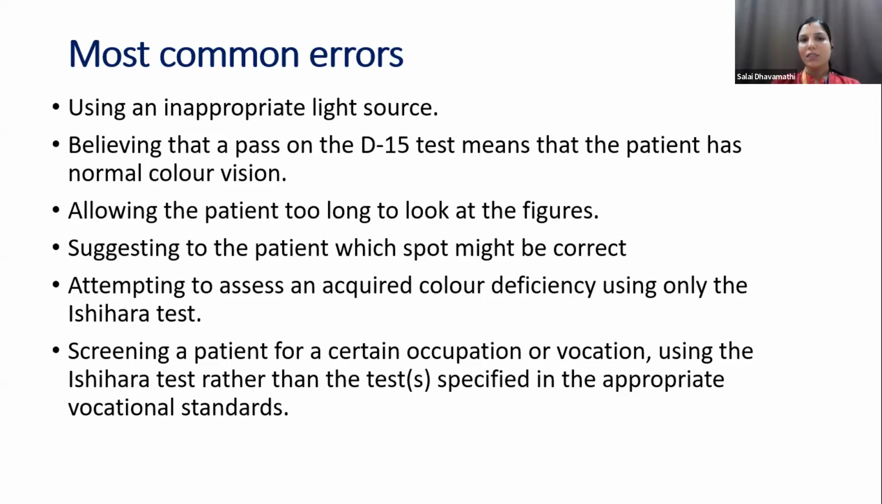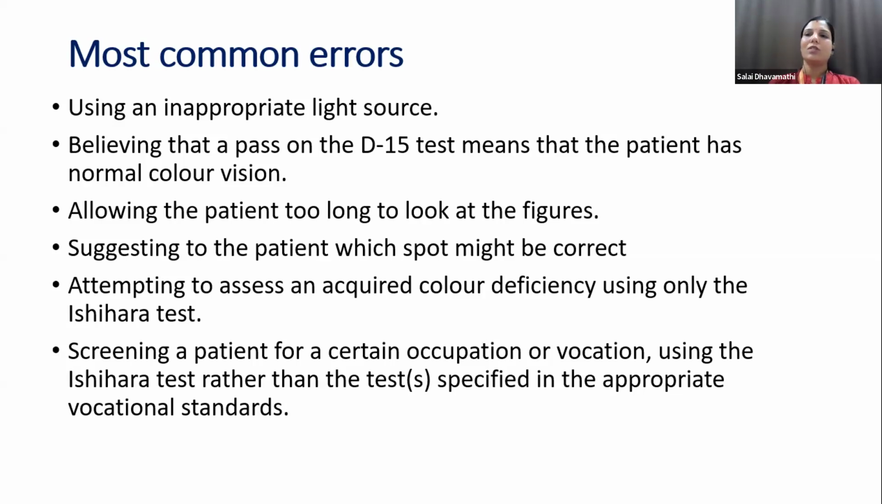And suggesting to the patient which spot might be correct. This is for the City University test. And then attempting to assess an acquired color deficiency using only the Ishihara test. Ishihara is for congenital color vision, but we also use it for acquired deficiency. So that is a common error we make.